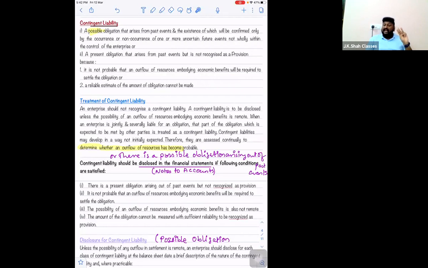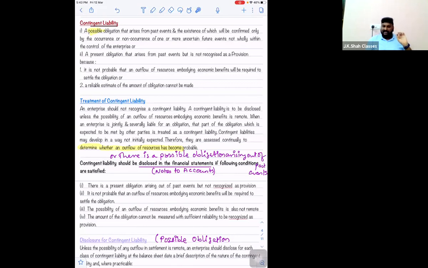Now, chances of occurrence means what? Chances of occurrence means the chances of outflow of economic resources. If the chances of outflow of economic resources are remote, then ignore it. It is not a contingency at all. Point number two: if the chances of outflow of resources are not probable, but they are not even remote, means may or may not, then in such a case, please show it in the notes to accounts.